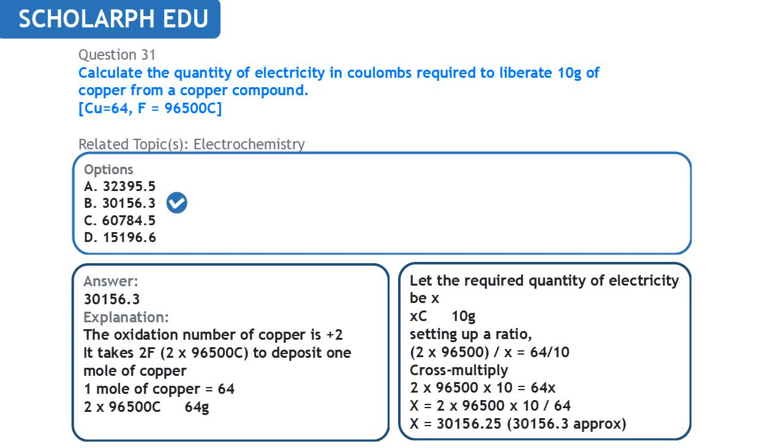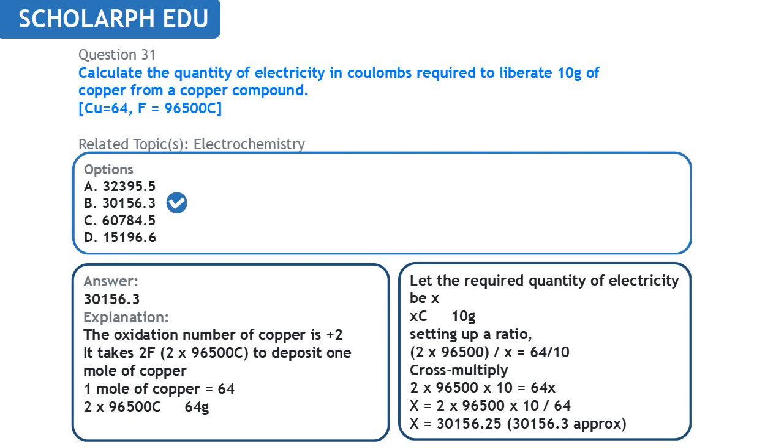Now we set up a ratio between the left side and the right side of the equation. How do we do that? We simply say what you have on the left side here, 2 times 96,500, divided by what you have on the left side here, which is X, is equal to what you have on the right hand side, 64 divided by 10.